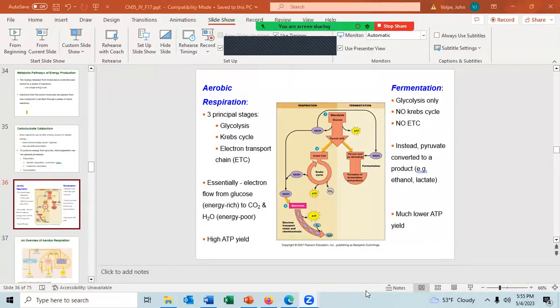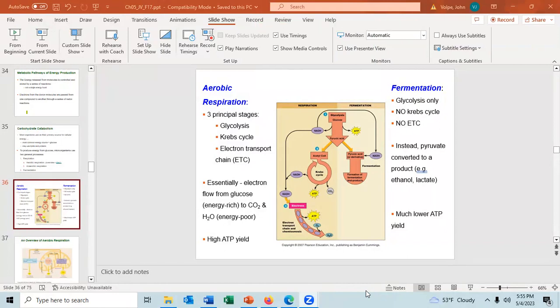All right, so this slide is showing you aerobic respiration and fermentation. We'll talk about fermentation after aerobic respiration. Aerobic respiration has 3 stages: glycolysis, the preparatory step in the Krebs cycle, and then the electron transport chain. Essentially, in aerobic respiration, the electrons flow from glucose to CO2 and water, and we make a lot of ATP. In fermentation, we make much less ATP.